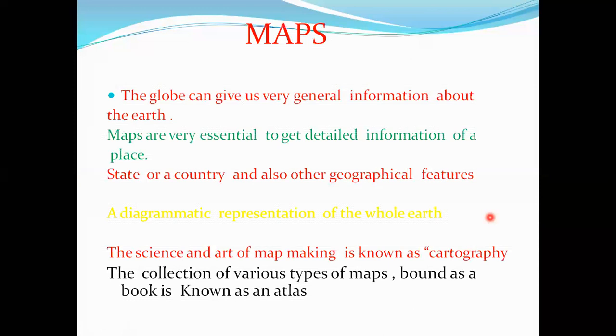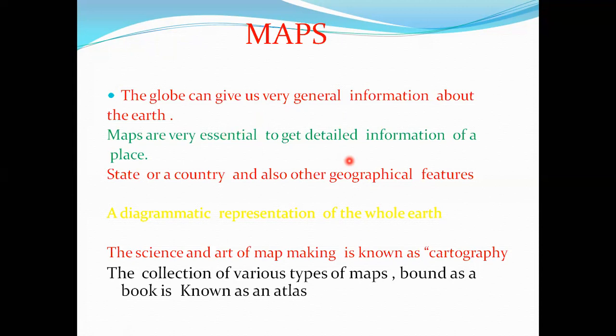So what are the uses of a map? The globe can give us only general information. Children, first I told you the globe will give us very general information about the earth. But maps are essential to get detailed information about places. The globe gives only general information. A map gives us detailed information about places.